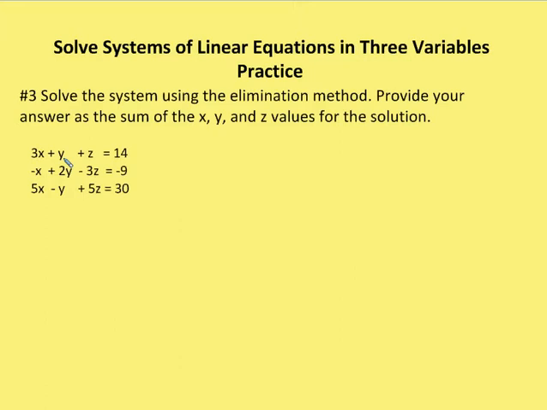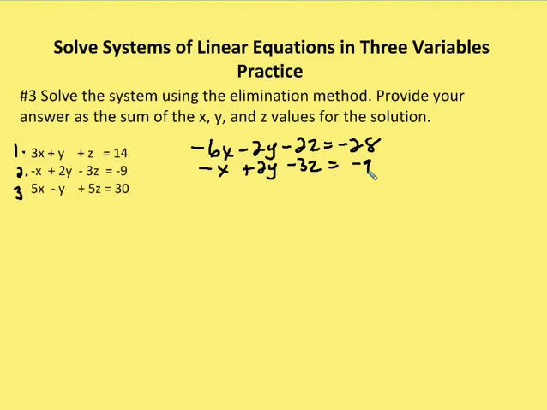And I'm going to select equations 1 and 2, and then also 1 and 3. All right, so let's work on 1 and 2 first. What I want to do is multiply 1 times negative 2. So I end up getting 6x minus 2y minus 2z is equal to negative 28. And then I take the second equation straight up. I have negative x plus 2y minus 3z is equal to negative 9.